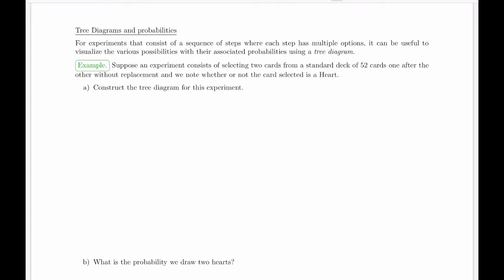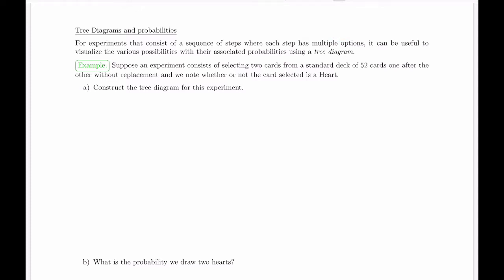In the previous section, we have seen how we can easily turn counting into calculating probabilities by simply applying the formula of the number of desired outcomes divided by the number of total outcomes. In this section, we're going to see another way to calculate probabilities and to support it with a visual representation of a tree diagram. Tree diagrams are useful for experiments that consist of a sequence of steps where every step has multiple options that can then each be represented with the so-called branch of a tree.